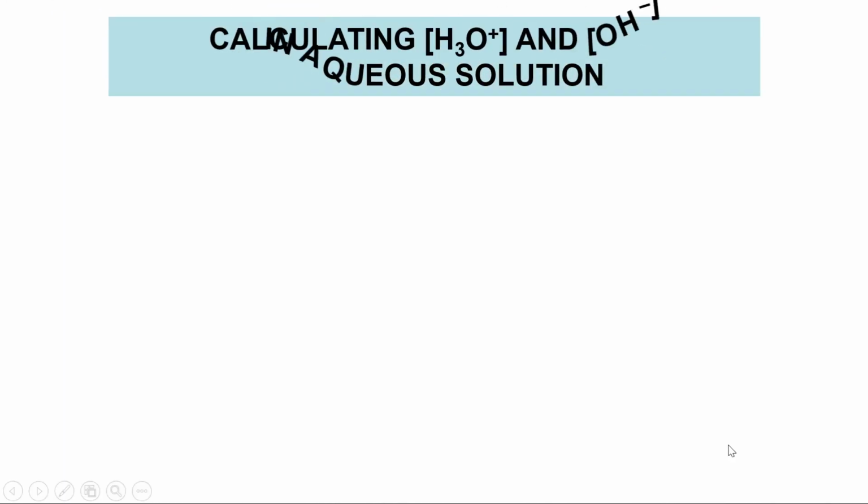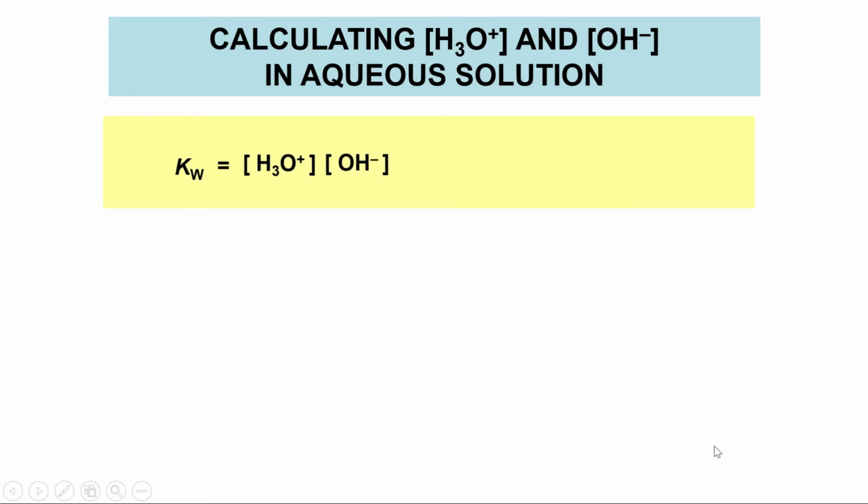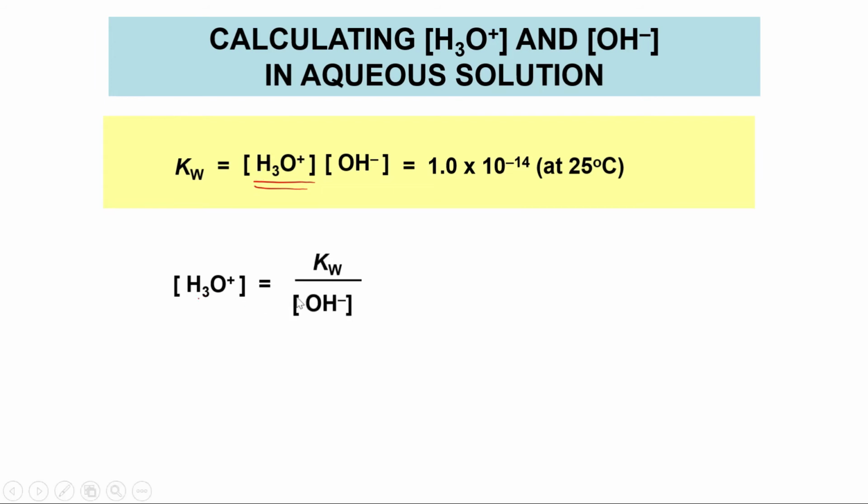Okay. Next, we can calculate the concentration of H3O+ ion and OH- ion in aqueous solution by using the Kw expression. By now, I think you can memorize the Kw equation already, because we are going to use it a lot in this subtopic. So, by using this equation, if we want to calculate the concentration of H3O+ ion, that means Kw over the concentration of OH- ion. When we want to calculate the concentration of OH- ions, that means Kw over the concentration of H3O+ ion. Simple math, right? Okay, so we move on to the next slide.